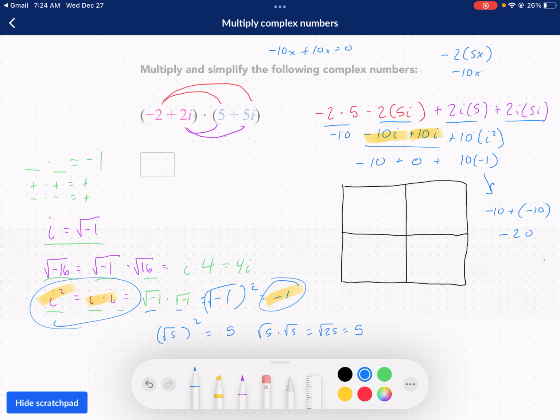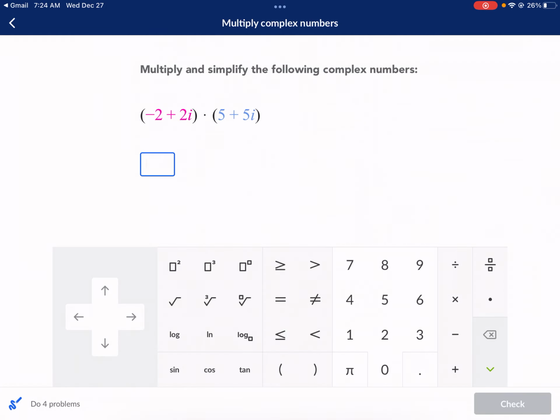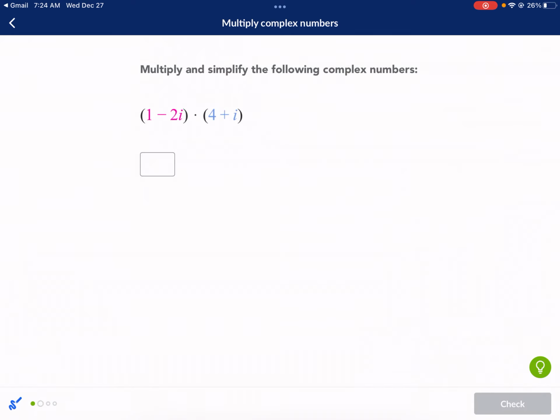Okay. The next method I'll talk about in the second problem. It involves this box right here, which I'm going to have to redraw, but that's okay. So negative 20 is going to be my answer here. I'm going to go ahead and type that in, negative 20. And we'll check it. All right, next question.